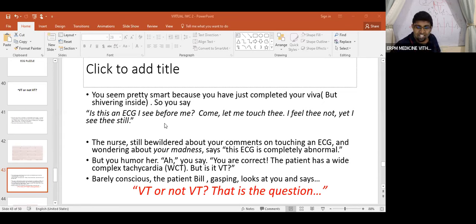So what is tachycardia, by the way? Heart rate more than 100. What is tachycardia? Heart rate is more than 100. When will you tell wide complex?